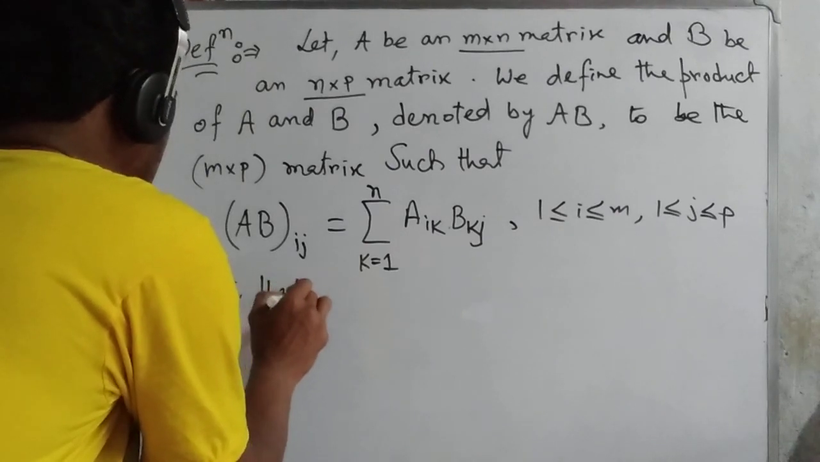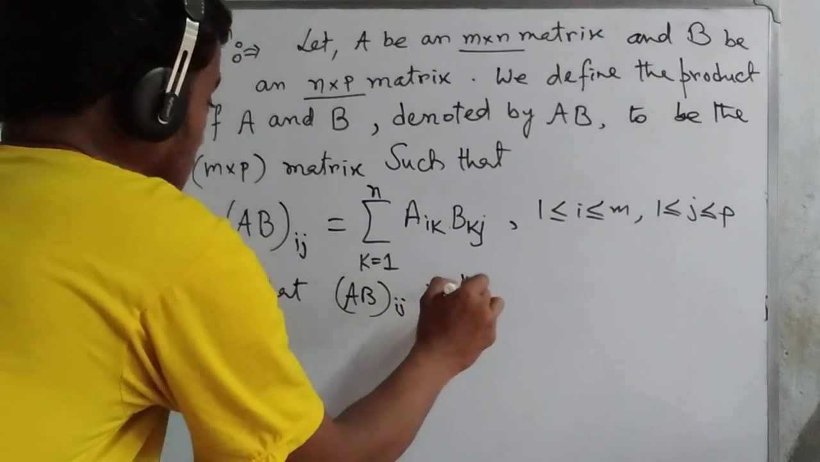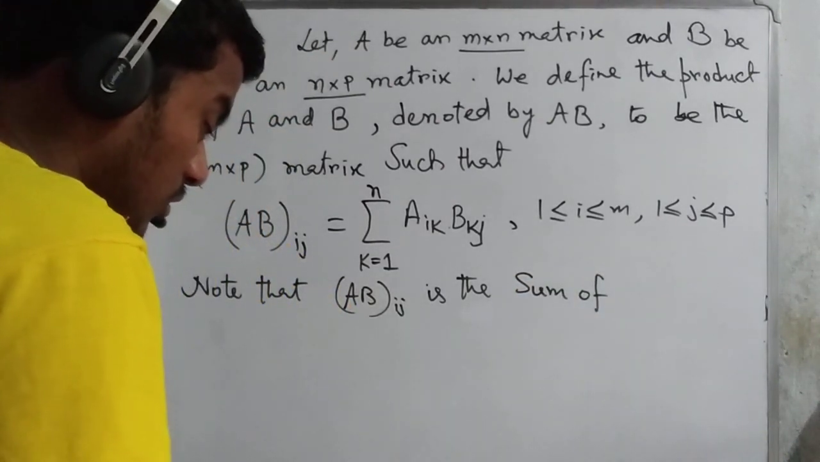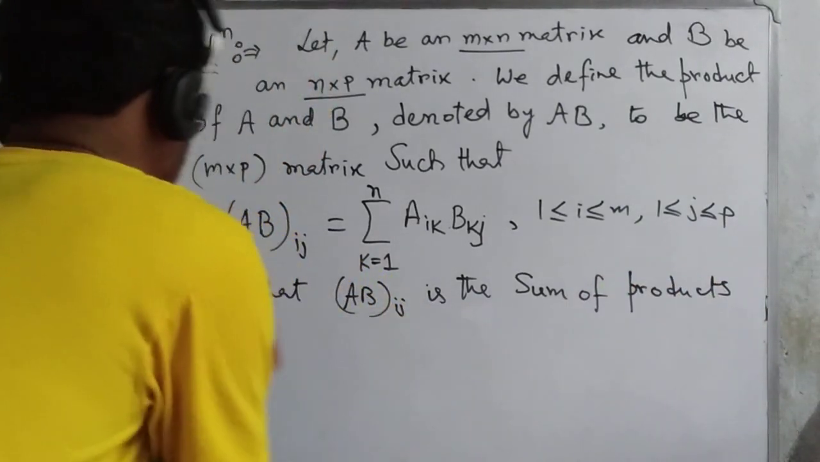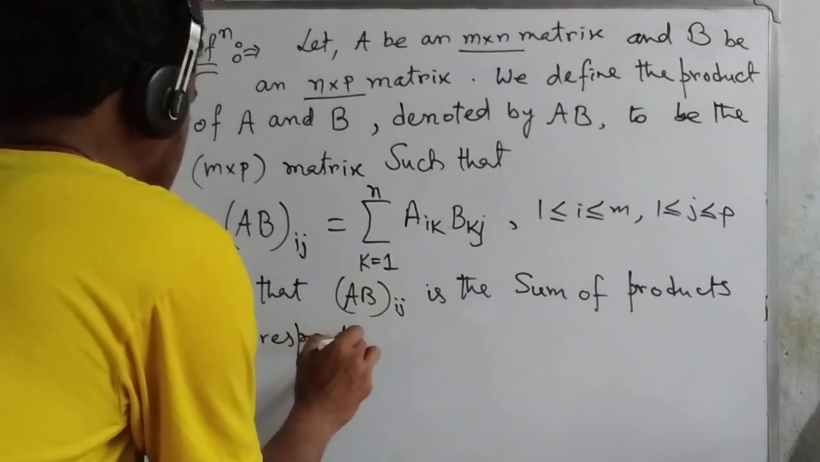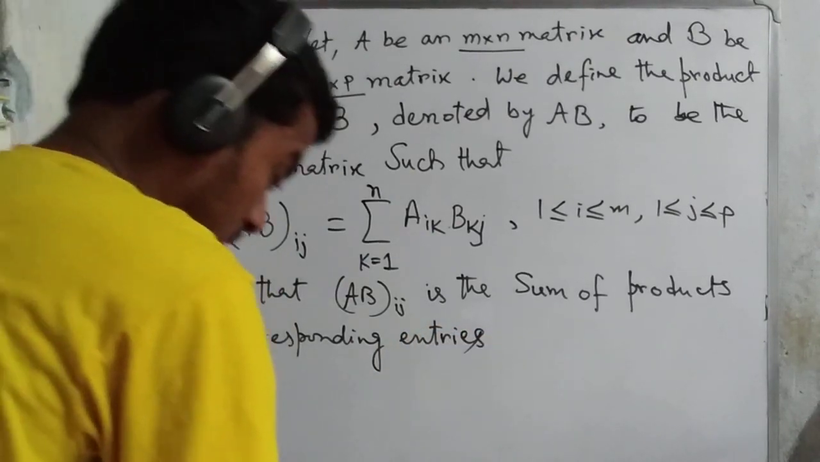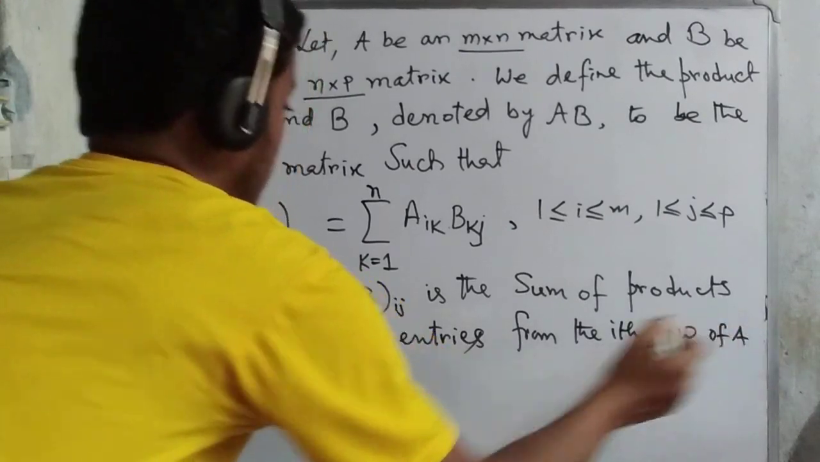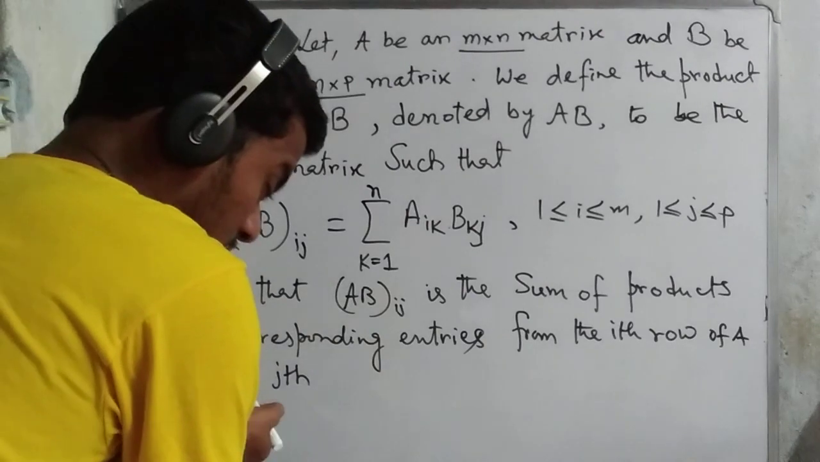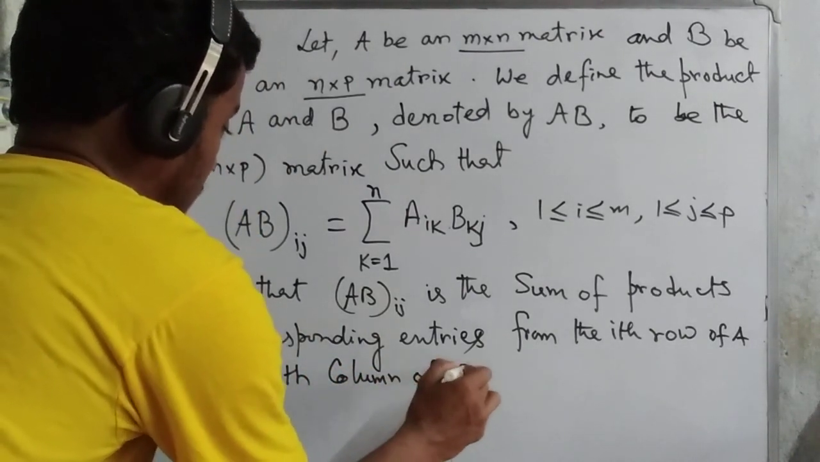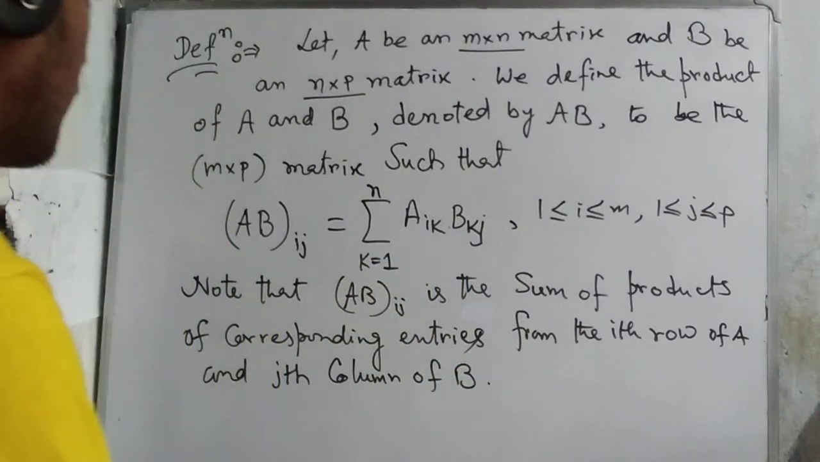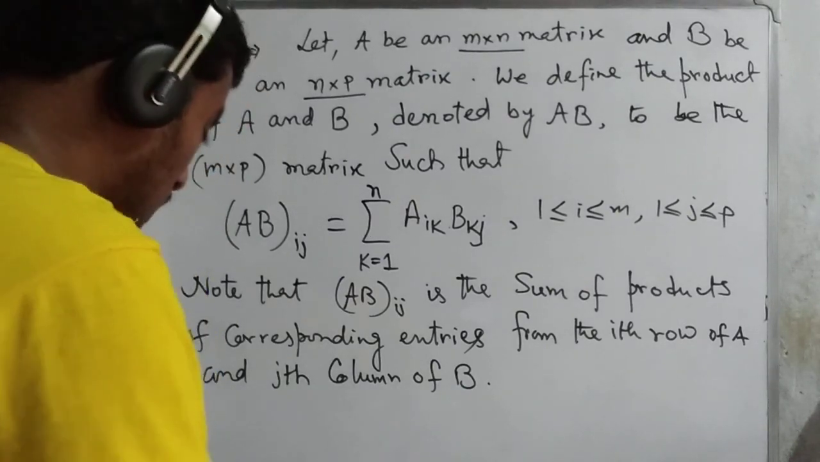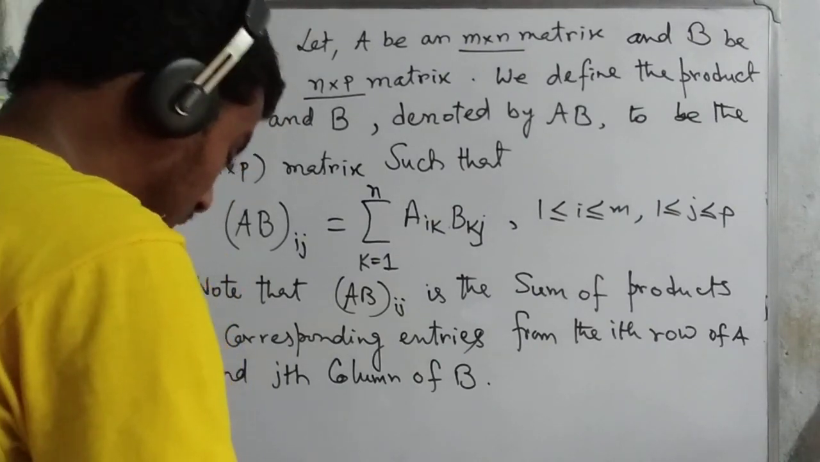Note that this (AB)ij is the sum of products of corresponding entries from the ith row of A and the jth column of B. So we write this definition. I think all understand this one. Now we give one example related to that topic.